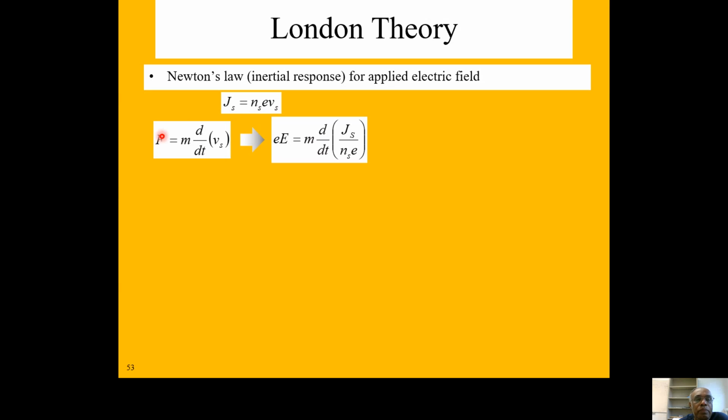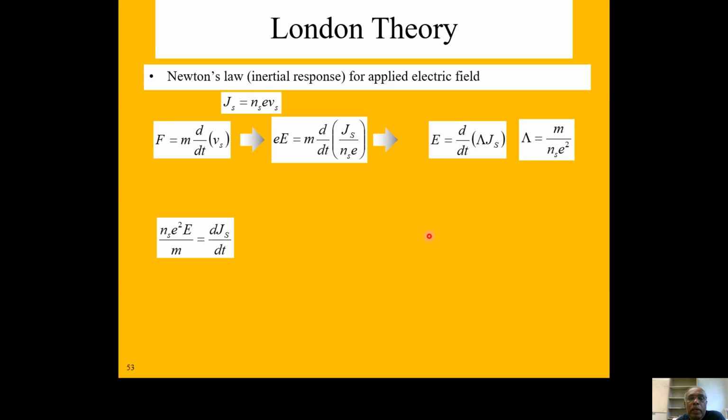Since I apply an electric field E, the force is e times E. This equals m d over dt of Vs, and Vs I can write as Js over ns e. If you divide by e, you get e squared, so you get m over ns e squared times dJs over dt, right? I write this gamma as m over ns e squared. So gamma is m over ns e squared.